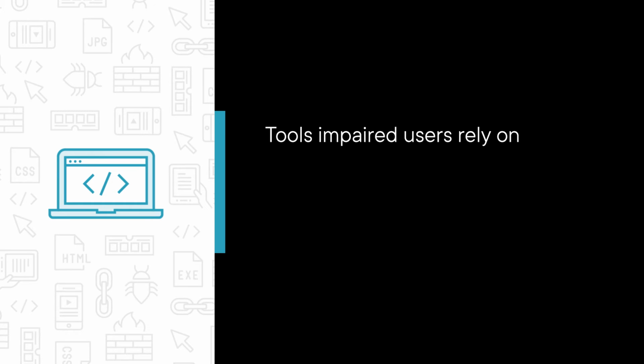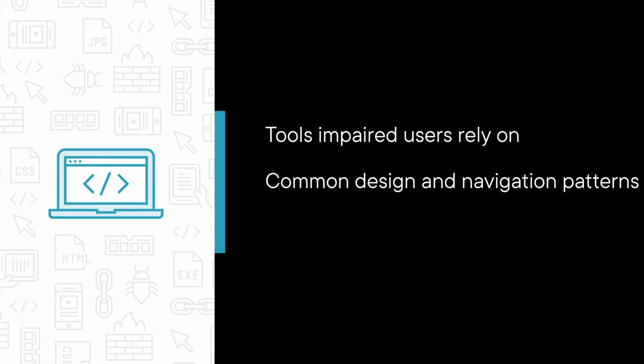We'll talk about the tools impaired users rely on to interact with Android apps, such as screen readers, and what unique design challenges they may present. We'll analyze common design and navigation patterns to learn more about how to make your apps as easily navigable as possible. Finally, we'll discuss color blindness and how color and contrast choices can make or break your app's design.